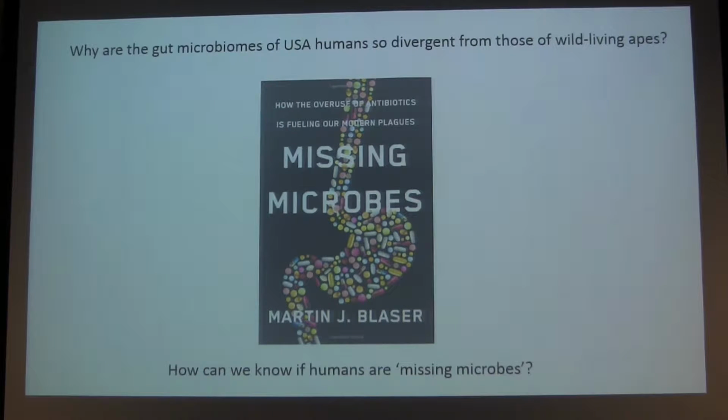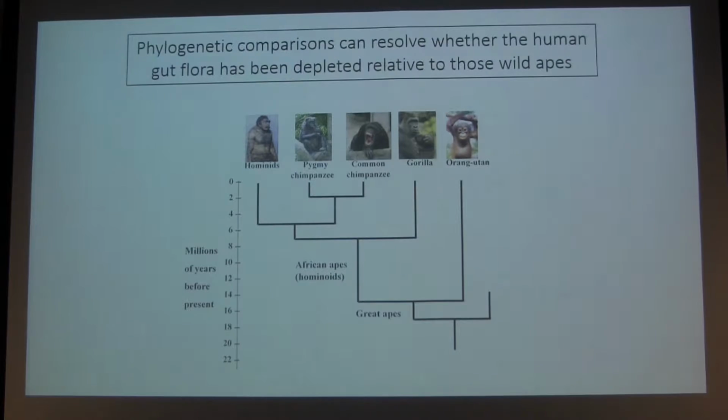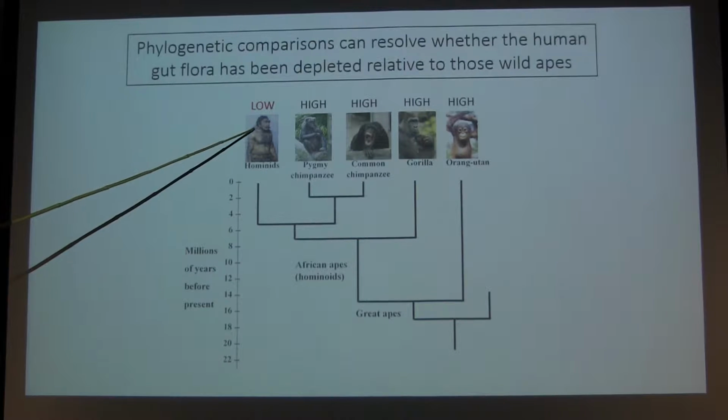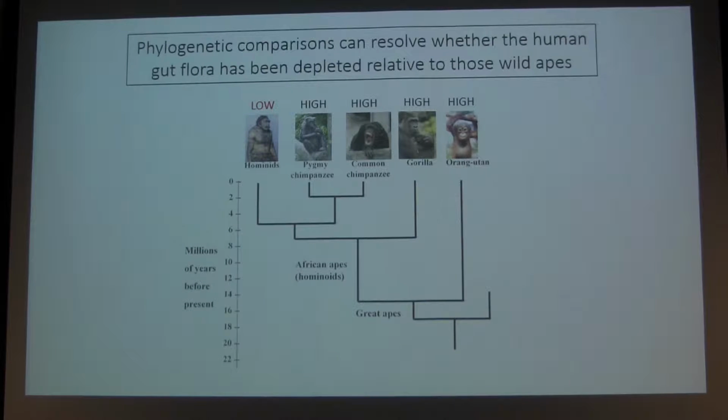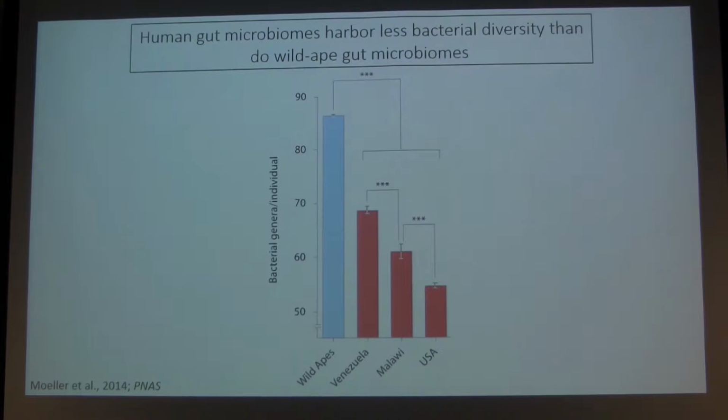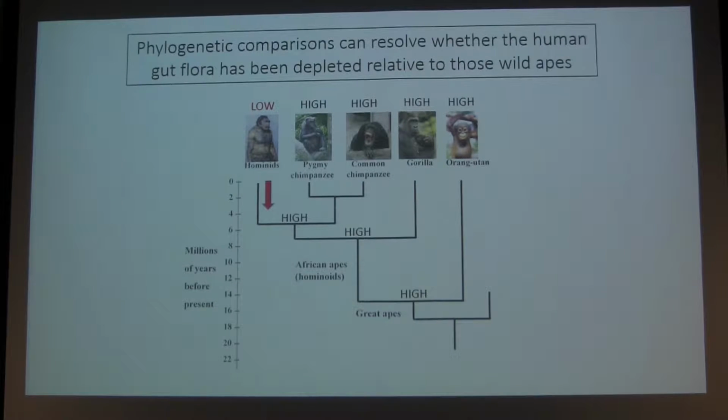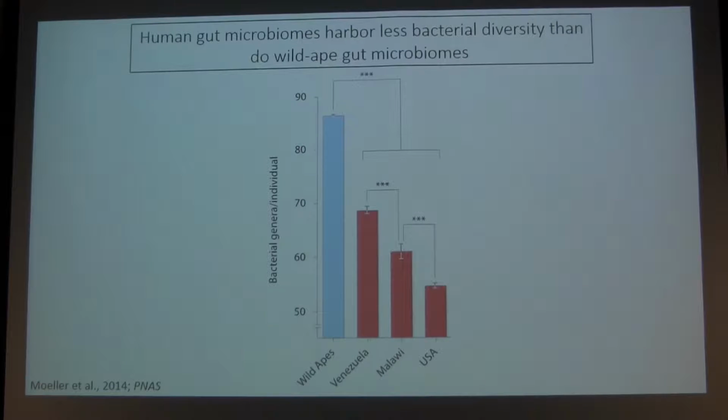So we wanted to look, at least in the gut, to ask if we can find examples of these missing microbes. So how do we know if humans are actually missing microbes relative to wild apes? And again, I think that phylogenetic comparisons can resolve this question pretty clearly. If we saw this pattern where humans have very low levels of diversity and all the wild ape species have high levels of diversity, it would be a very clear inference that there was some decrease in diversity along the human lineage. And that's exactly what we see when we look at the gut microbiomes.